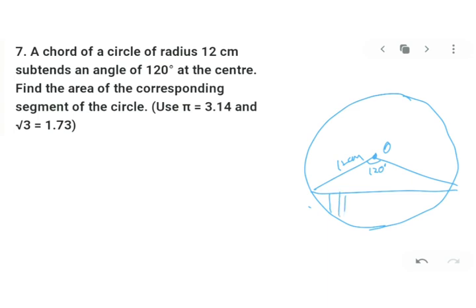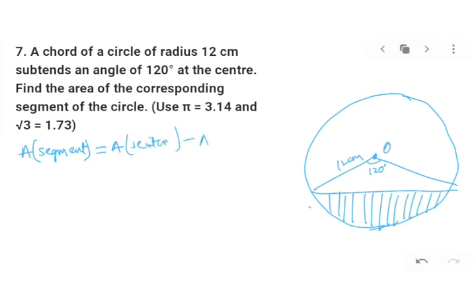So you have to find the area of the segment. We know very well, area of segment is what? Area of segment is equal to area of sector minus area of triangle. Area of sector is theta upon 360 into pi r square, minus area of triangle.